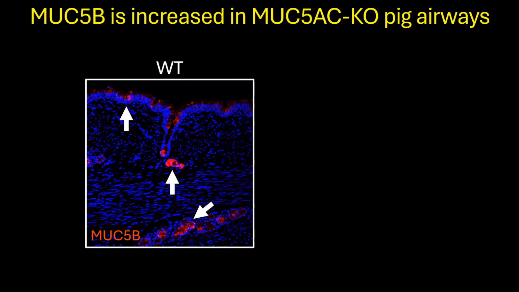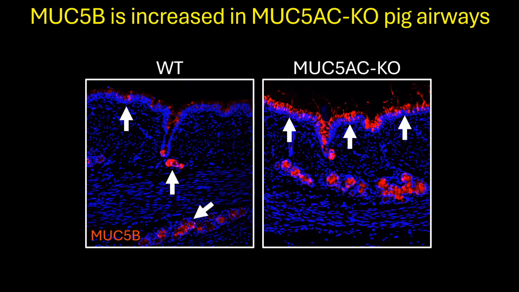We evaluated this at the protein level as well. This is a wild-type trachea demonstrating MUC5B in red within submucosal glands and surface airway epithelium. And what we found with staining in the MUC5AC knockout is that we still have MUC5B in the glands, but we have a marked increase of MUC5B within the surface airway epithelium.